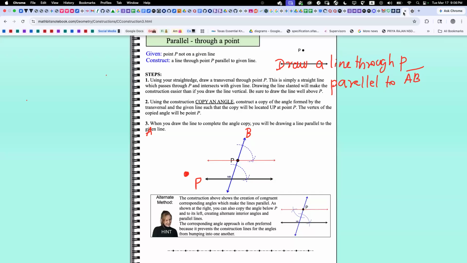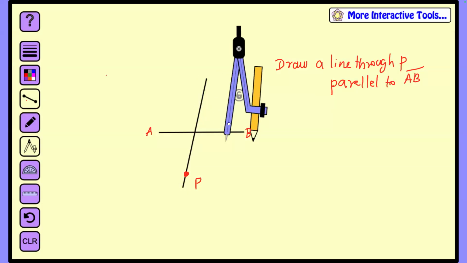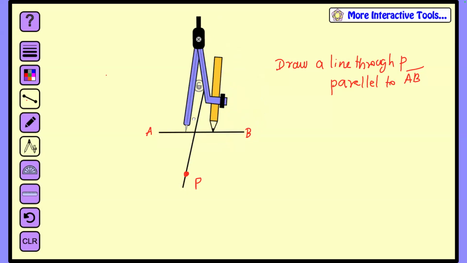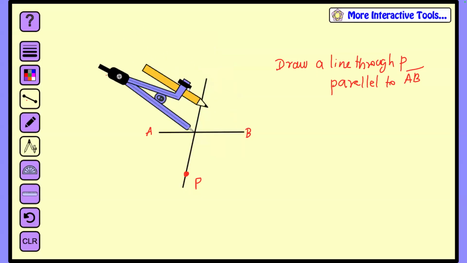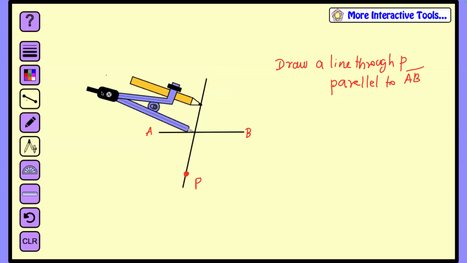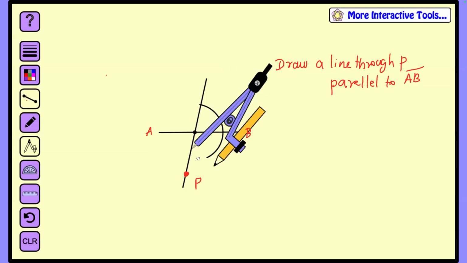Simply a straight line which passes through P and intersects. Using the construction, you just need to copy the angle. Then it becomes very easy. But we need to just copy the angle. Let's see. First I'll draw this, which means I'll copy the angle. Literally, I'll copy the angle. That's all. The construction ends there, it looks like.